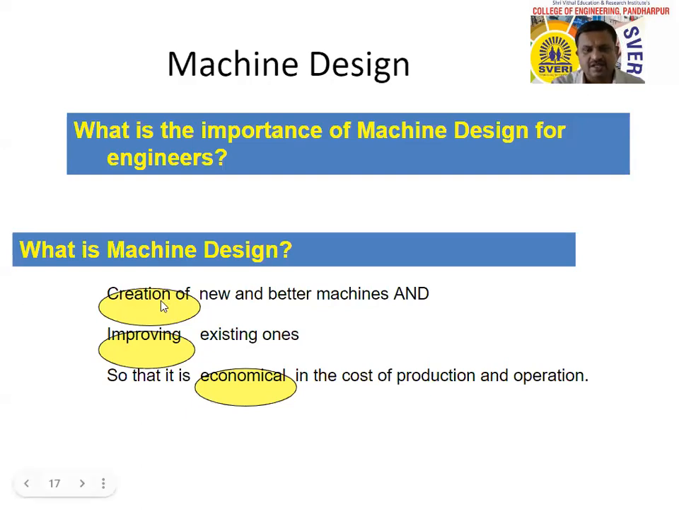Therefore, same case: creation of new and better machines and or improving existing ones so that it is economical in the cost of production and operation. Now always remember, whenever we design things or create new things, it must be economical. Otherwise, no one will purchase your product. In earlier times, you know that refrigerators or fridges consumed more electricity. Is it correct? After some time, 3-star, 4-star, 5-star refrigerators came. What does the star indicate? If more stars are there, that refrigerator will consume less electricity. Like this, a new design has been created, a new product has been created so that it is economical.